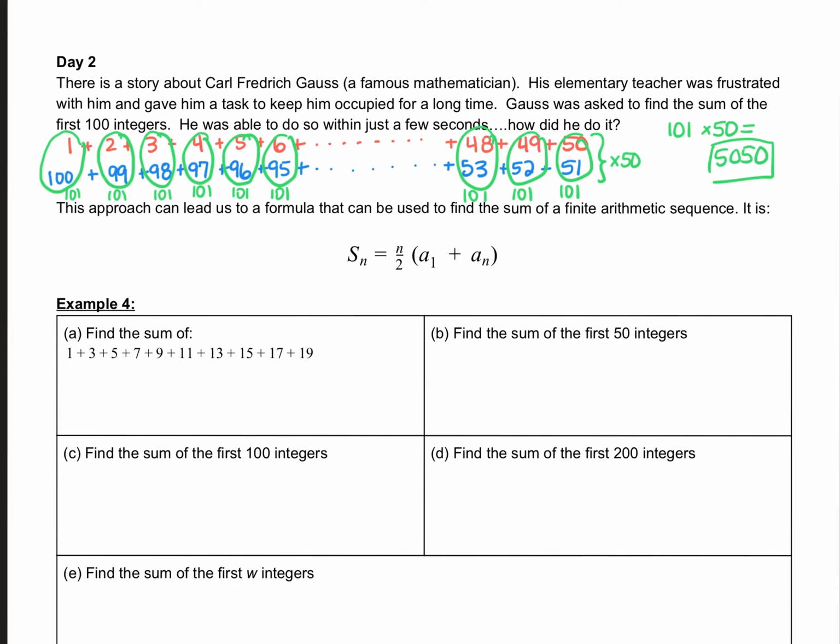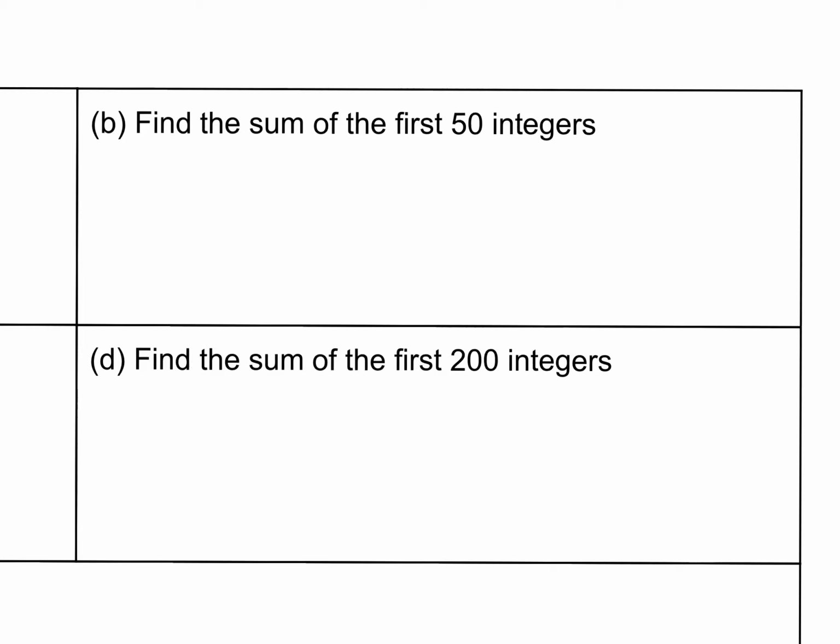So let's just do a few of the ones that we see below here. So if I wanted to find the sum of the first 50 integers, I have to think about my sum, S sub n, being n over 2 times a sub 1 plus a sub n. So we know that n is 50. Okay, so I'm going to put 50 everywhere I see n. And that's going to make this the sum of the first 50 terms equals 50 divided by 2 times a sub 1 plus a sub 50.